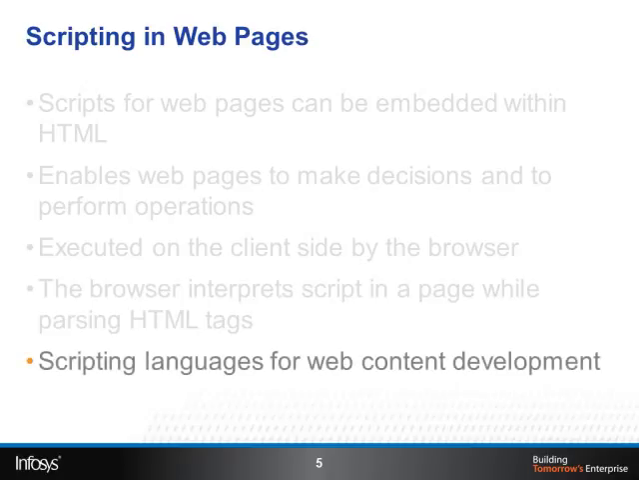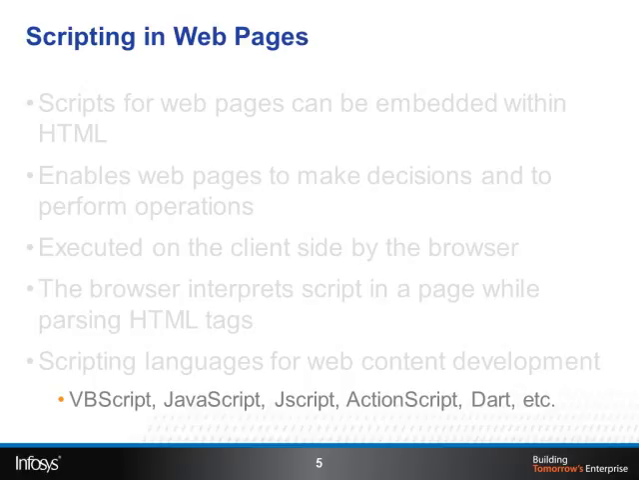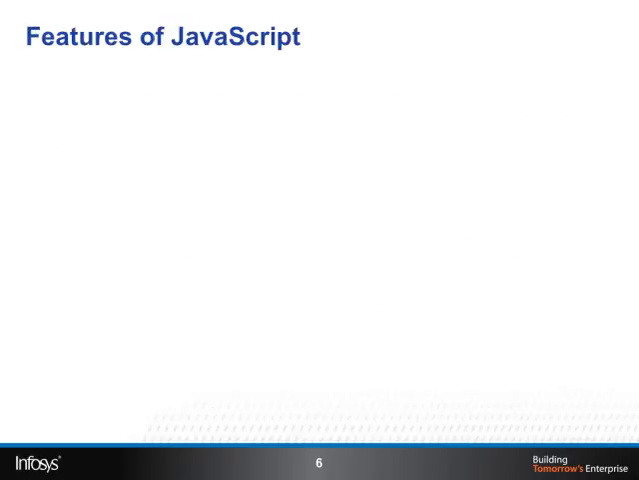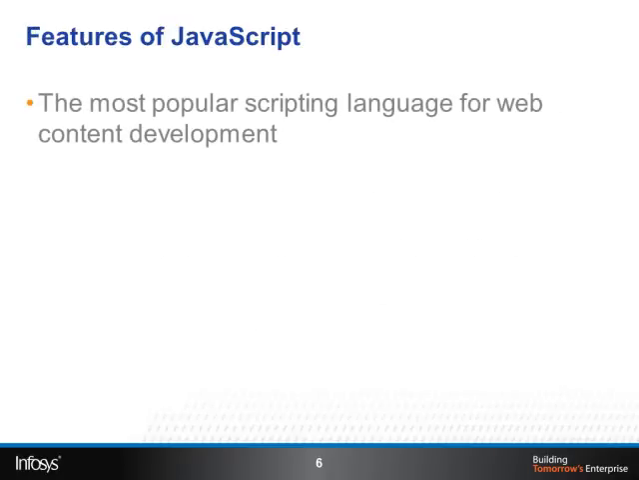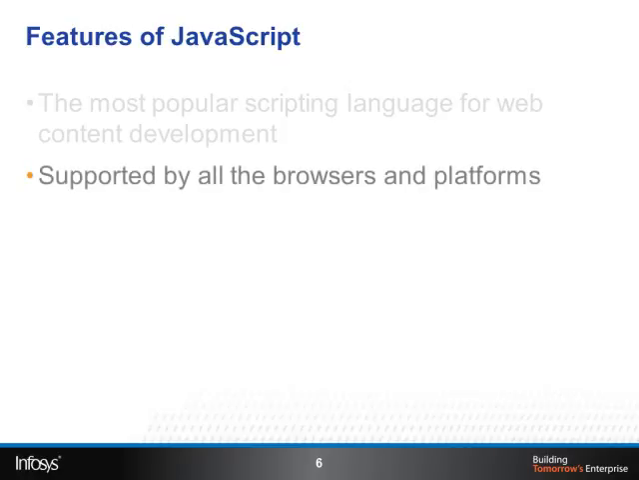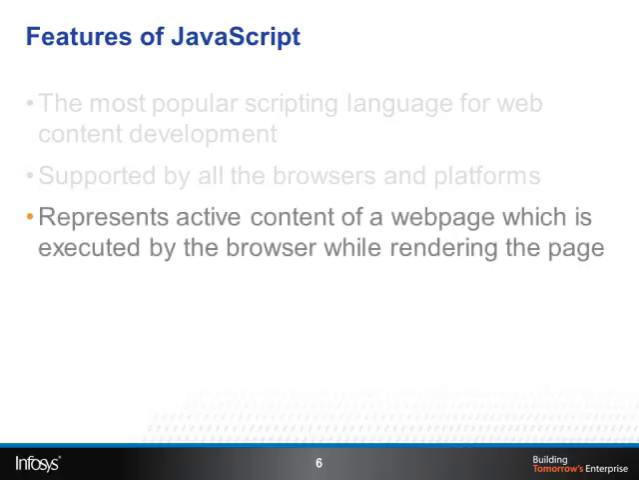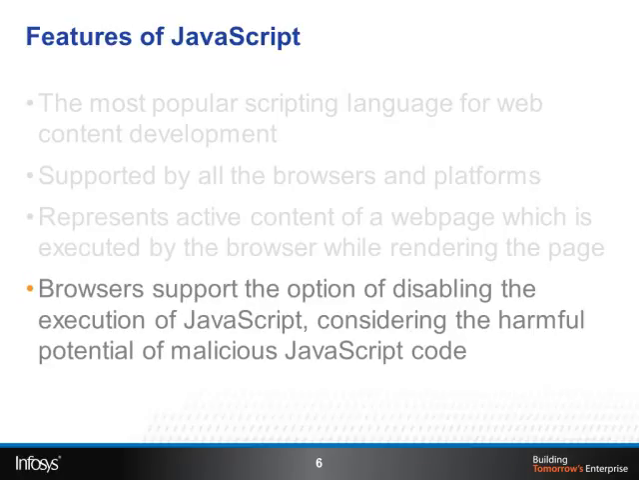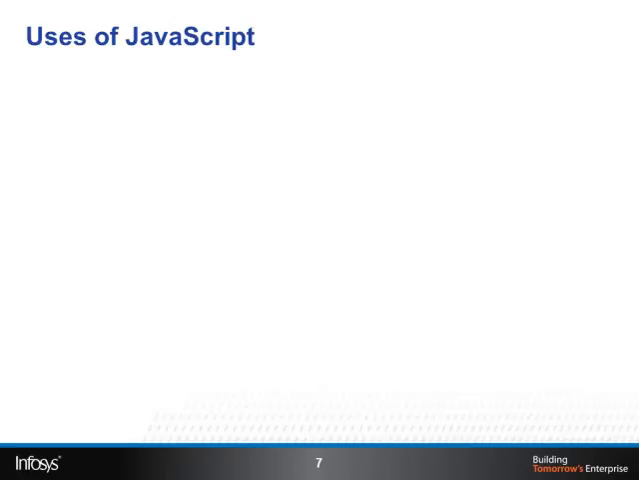Some of the most commonly used scripting languages for web content development are VBScript, JavaScript, JScript, ActionScript, and Dart. JavaScript is the most popular scripting language used in web content development. JavaScript is supported by all browsers and is platform independent. It represents the active content of a web page, which is executed by the browser while rendering the page. Browsers support the option of disabling the execution of JavaScript, considering the potential harm caused by JavaScript code that can sometimes be malicious.